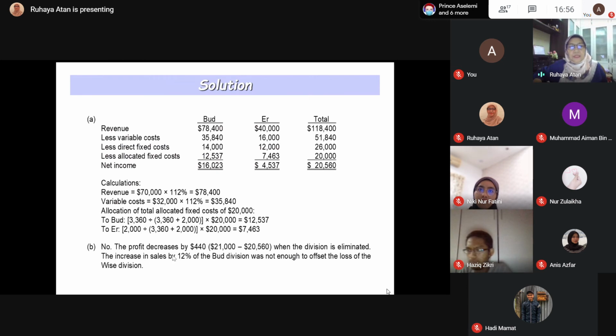So the 20% increase in sales of the Bud division was not enough to offset the loss of the Wise division. So even though you close the Wise division and Bud's sales increase, the increase is not enough to offset the loss in that division. Okay, class? So this is how we do it. Especially when you want to close a division, have a look at what figures will change, and what costs are relevant to be included in the calculation.